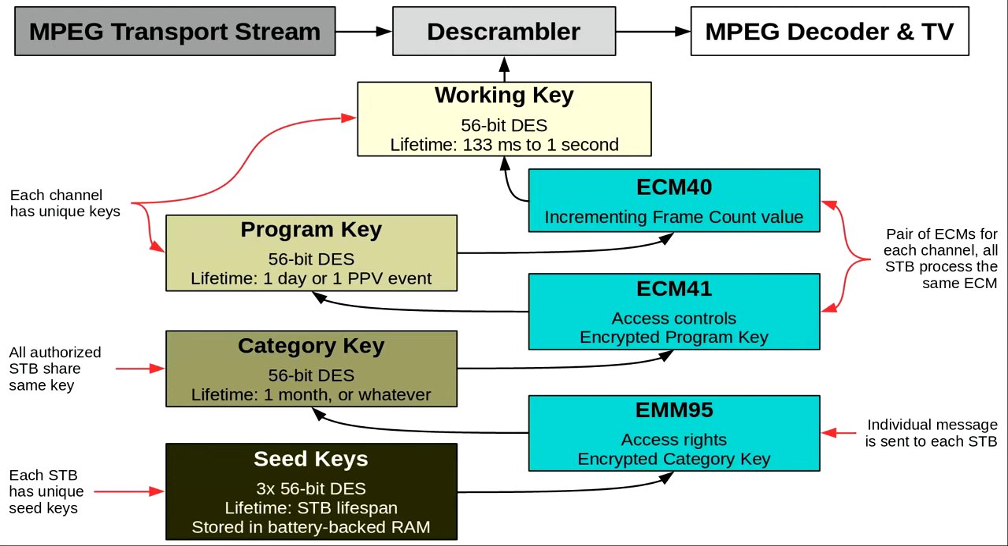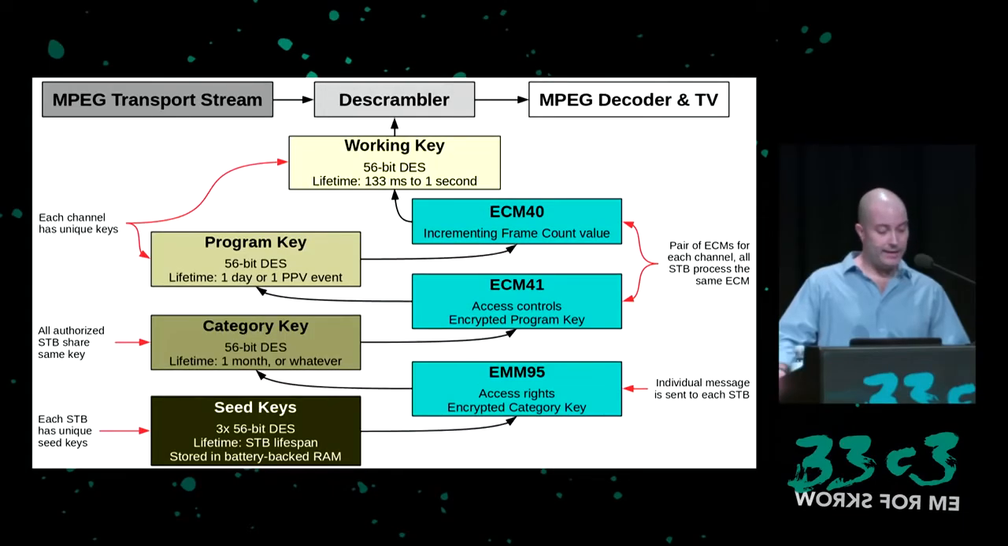The descrambler uses a working key. This is a 56-bit DES key that changes every 133 milliseconds, or in some cases they have it slowed down to changing every 1 second. This working key is generated by encrypting the frame count from ECM40 packets with the program key. The program key, again DES, comes from the ECM41 message and is encrypted with a category key.